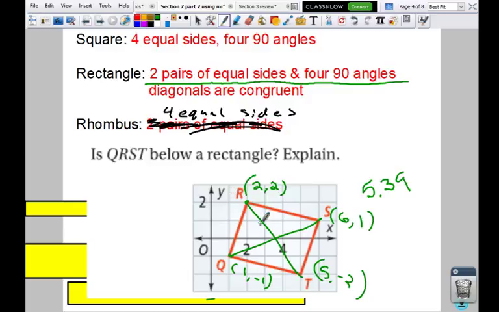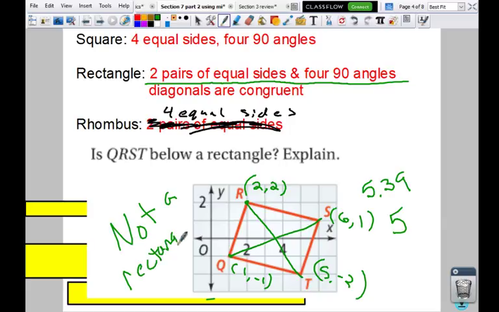So it is 2, 2, and 5, negative 2. Let me go back here and change these around. Still kind of annoying to do this, but better than it was before. And what's my distance? 5. Are these the same? No. Nope, so it is not a rectangle. It's a rhombus. Not a rectangle.